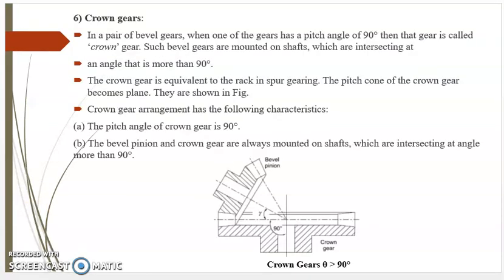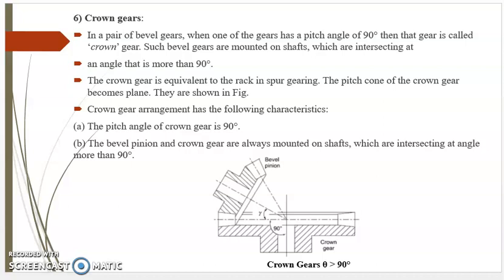Crown gears. In a pair of bevel gears, when one of the gears has a pitch angle of 90 degree, then that gear is called crown gear. Such bevel gears are mounted on shafts which are intersecting at an angle that is more than 90 degree. The crown gear is equivalent to the rack in spur gearing. The pitch cone of the crown gear becomes plane. They are shown in figure.